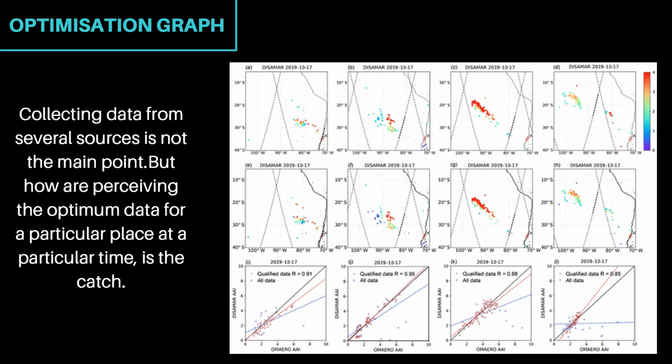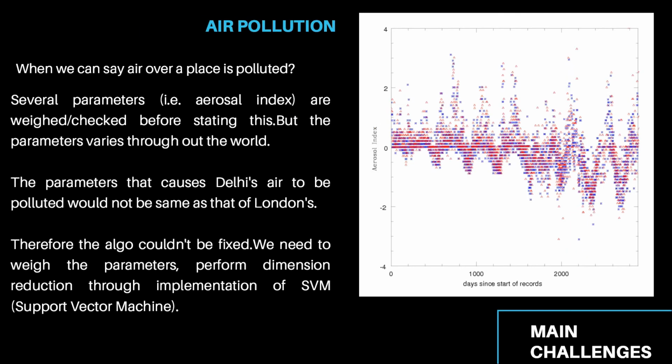So these were the various optimization graphs that we obtained while training our algorithm, machine learning algorithm that was basically a recurrent neural network. So as you might have imagined, the air quality index of a particular place isn't very well determined by a particular set of factors. It is different for various places, and therefore it was important for us to weigh in the several parameters and apply dimension reduction via the implementation of support vector machine.